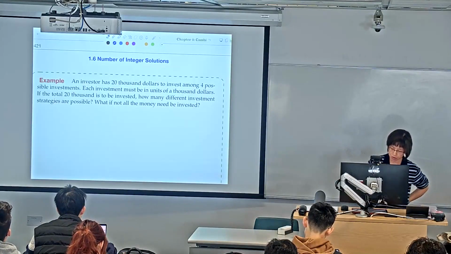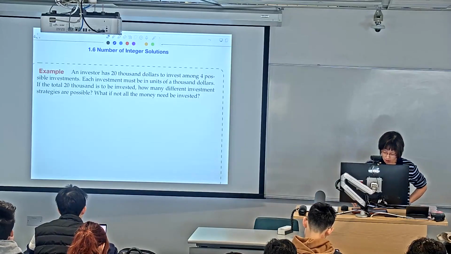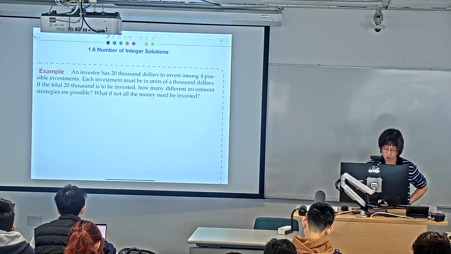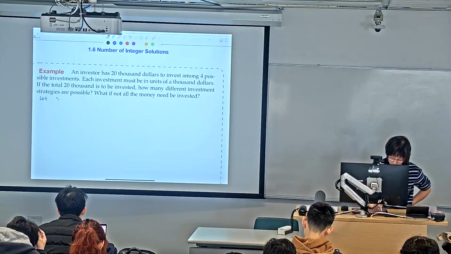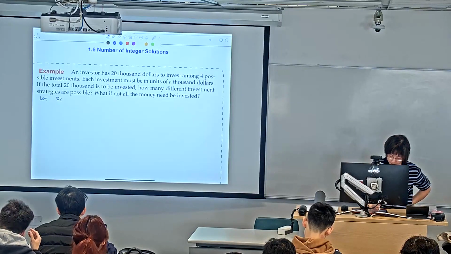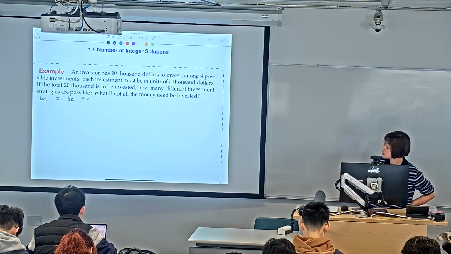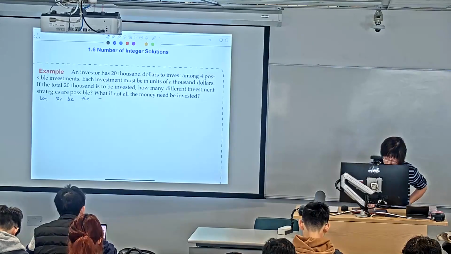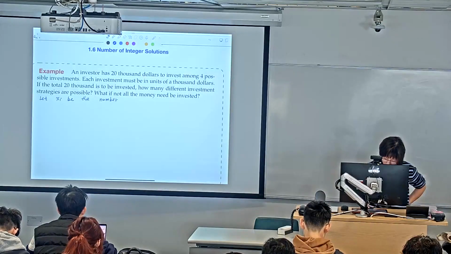Okay, so let's try to relate this to a solution of linear equations. So we have the 4 possible investments. We are going to denote xi to be their number of thousands. So maybe 5,000 or 10,000 is their values of xi.